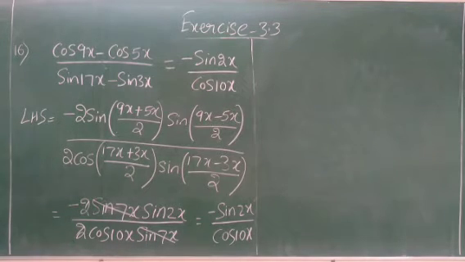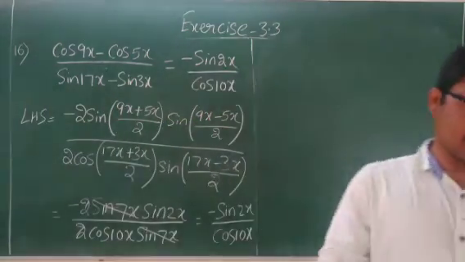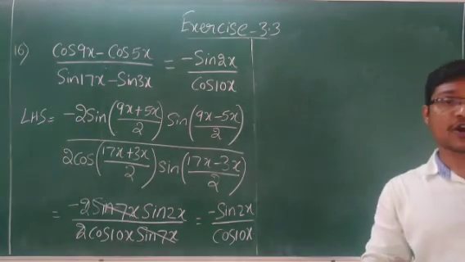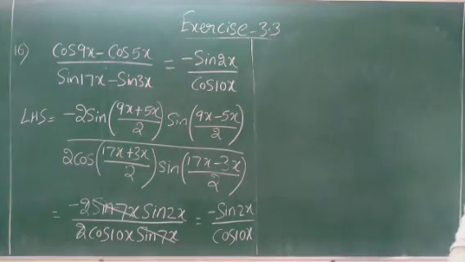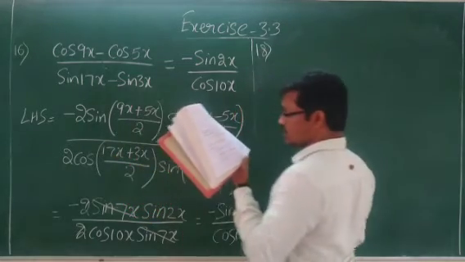And a similar type of question is there for 17th. The 17th I will leave it for you. I hope you can do that question: sin 5x plus sin 3x by cos 5x plus cos 3x. Very simple question. You will get sin 4x by cos 4x, which will be tan 4x. So I will leave that question for you. I will consider the next question.